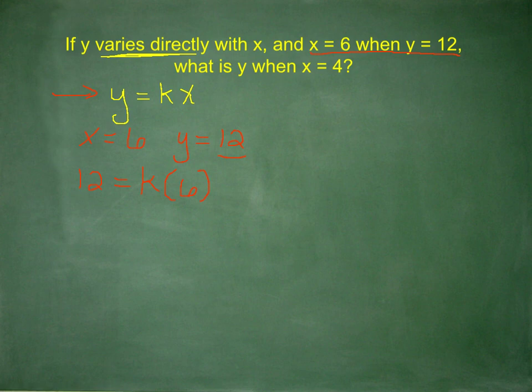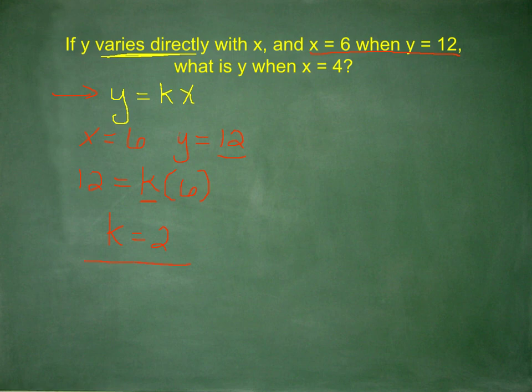Well, knowing your algebra, knowing your multiplication tables, you already know that 6 times 2 would give you 12. So k must equal 2. Now I already know my constant of variation.